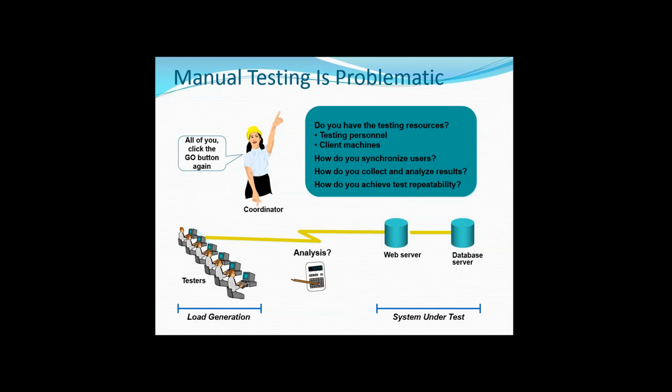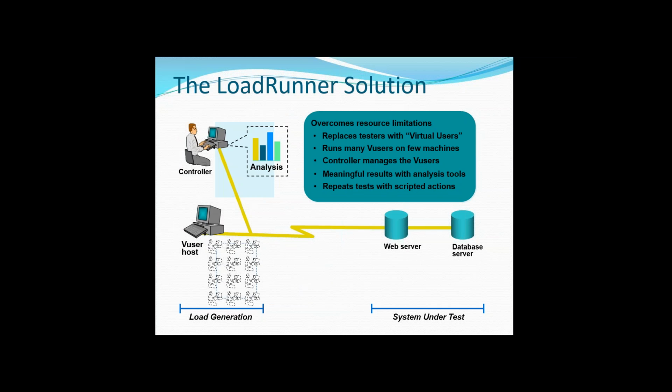That is the reason we go with an automation tool, a performance automation tool, which replaces all these human users with something called a virtual user. A virtual user is also called a dummy user. The word virtual means not really existing.